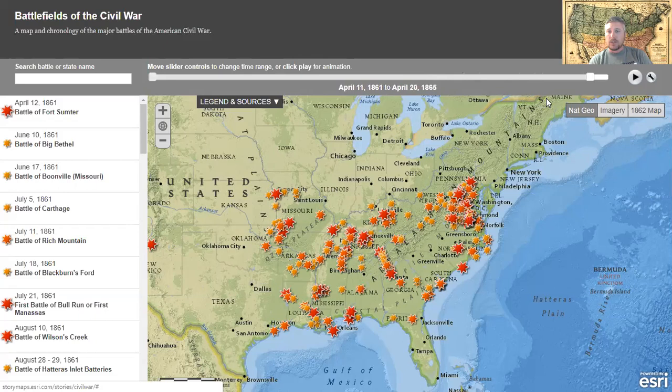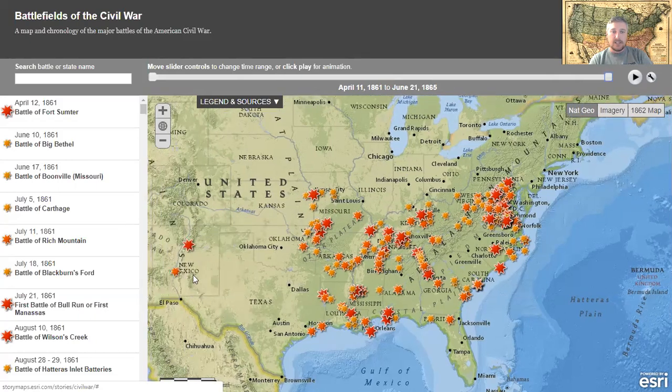So fast forwarding all the way to the very end of the conflict, at the end of 1865, this is what the map will look like. We have three major areas of concentration. We have the Eastern Theater, we have the Western Theater, which will incorporate the fighting in Kentucky and Tennessee, Mississippi, and then also we have the Trans-Mississippi Theater, which includes fighting both around Missouri, Arkansas, and there's even a battle out here out west in New Mexico.